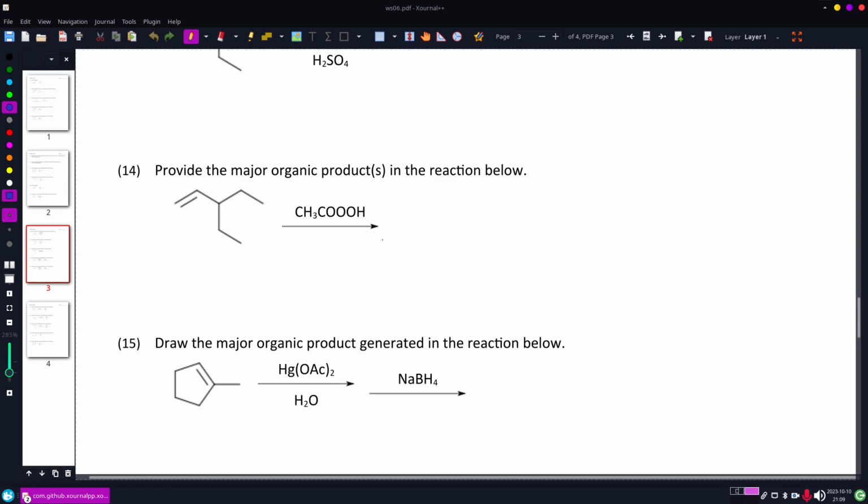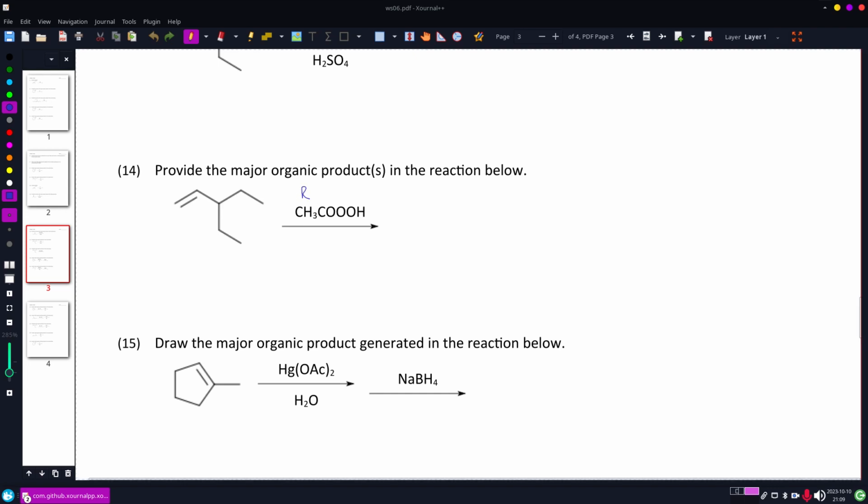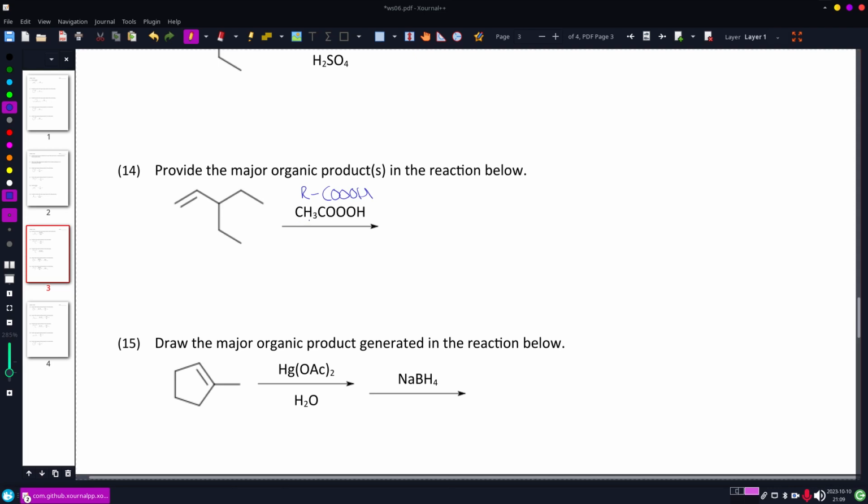Alright, number 14 says we want to provide the major organic product of the reaction below, and we have an alkyne reacting with a peroxy acid. Now, what that simply means, we have the R with a COOOH. In a moment, the CH3 is going to be important, but at least at first, the only thing we have to worry about is that COOH.